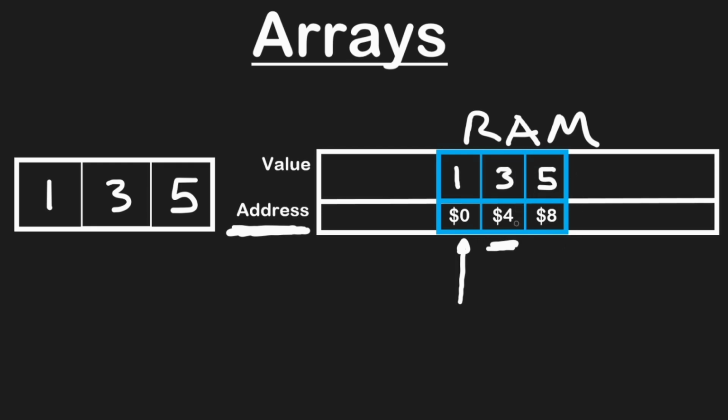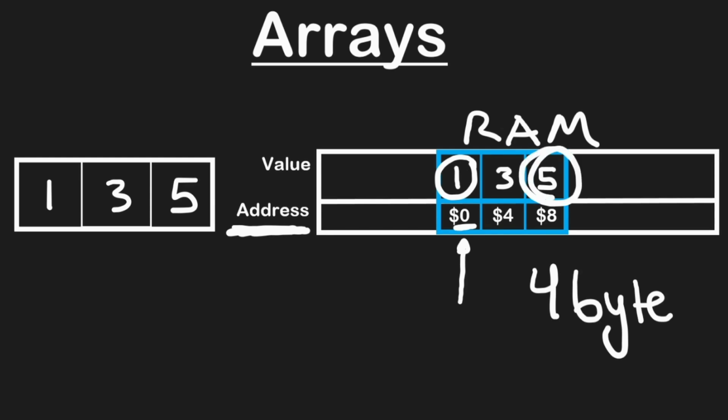But if that's the case, why am I incrementing the address by 4 every time? Shouldn't this be stored at 0? This should be stored at address 1. This should be stored at address 2. Well, remember, each value takes 4 bytes to store. So this doesn't represent 1 byte, it represents 4 bytes. So we're storing 32-bit integers. That means they take 4 bytes to store.